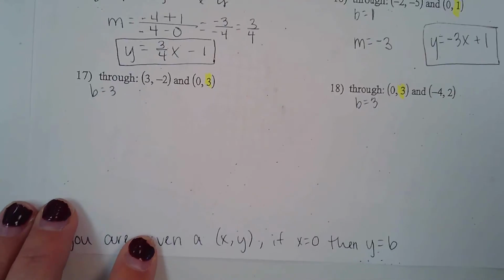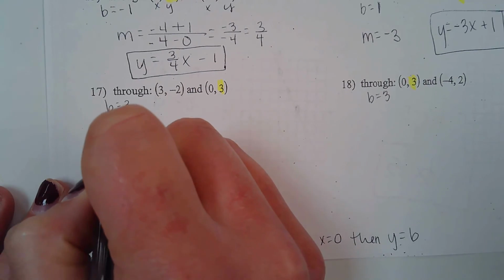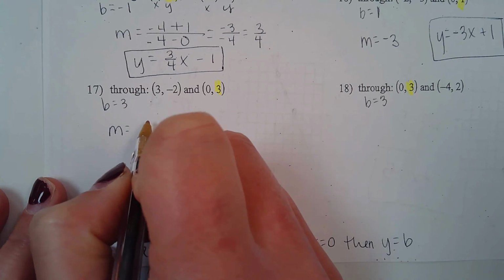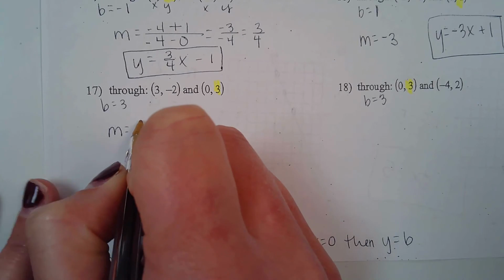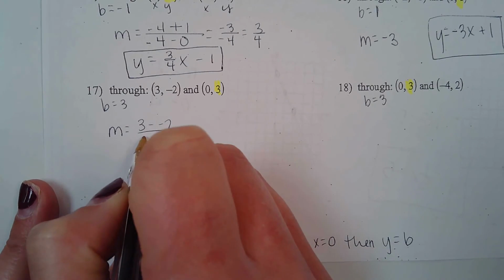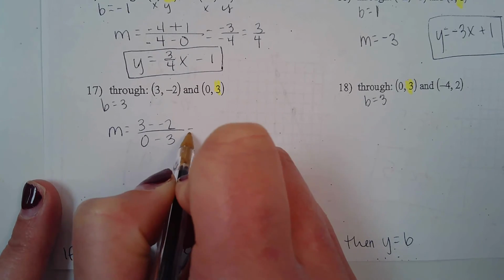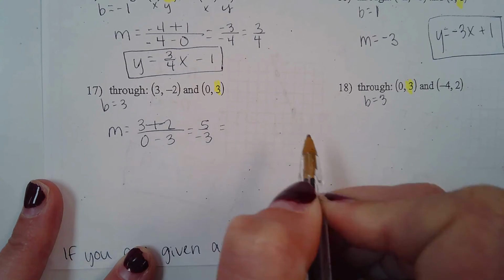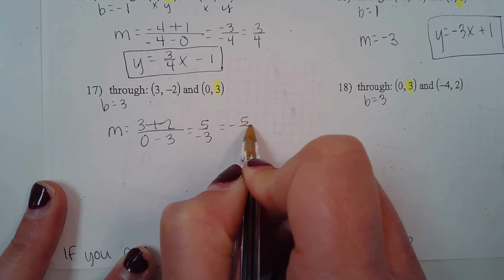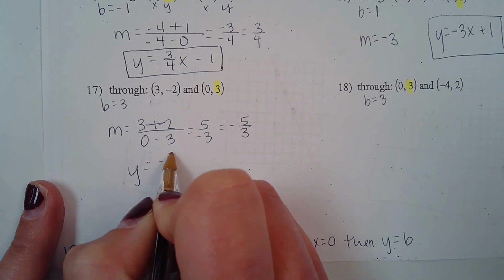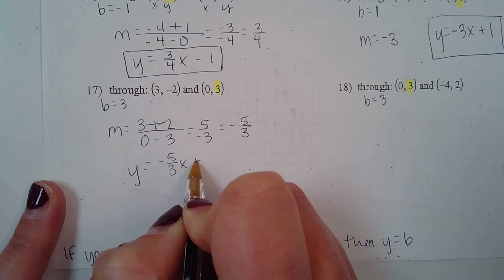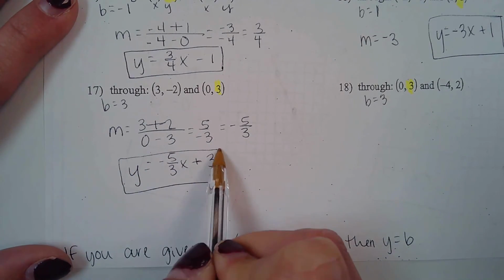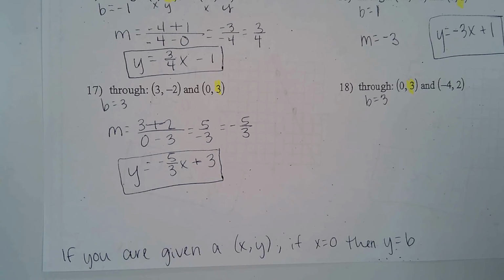For 17, what was our slope? 5/3. 3 minus -2 is plus 5. Are we okay with 17?